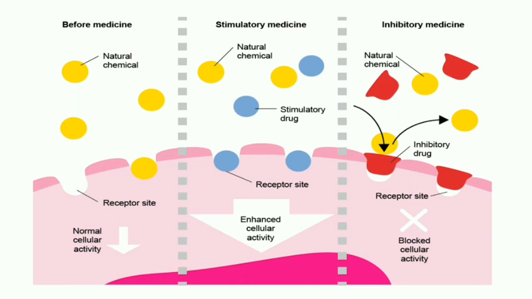The blue dots represent the stimulatory drug and yellow dots represent the natural chemicals. These are the receptor sites where two blue dots are attached. Now when an inhibitory medicine is introduced into the cell, it will divide into its components and attach to the receptor sites and thus inhibit the activity of the cell, so it will block or decrease its activity. Receptor sites, ligands, what are receptors, we will discuss in other lectures.